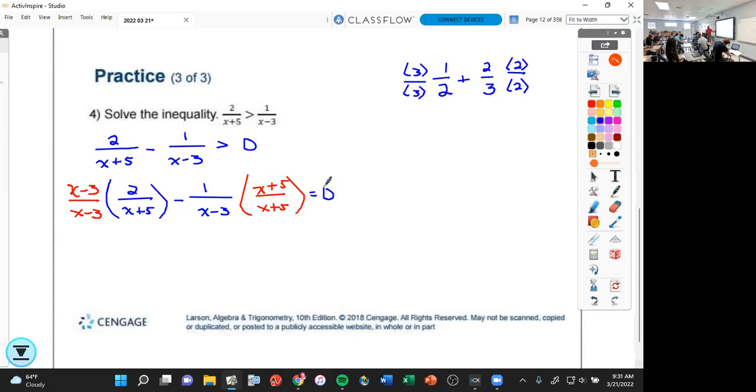Recommendation is to leave the bottom alone at first. In fact, just leave the bottom alone because we're looking for the key numbers and we're going to want it factored anyway. On the top left side, what do I have? X minus 3 times 2, 2x minus 6. On the other side, what do I have? Negative x minus 5.